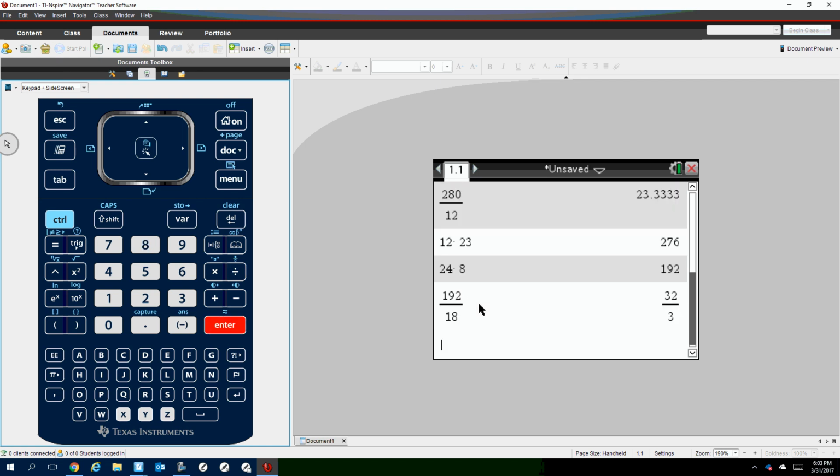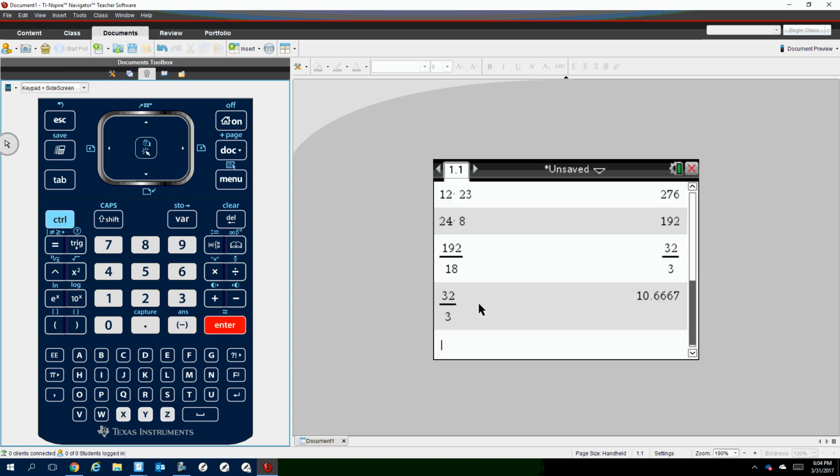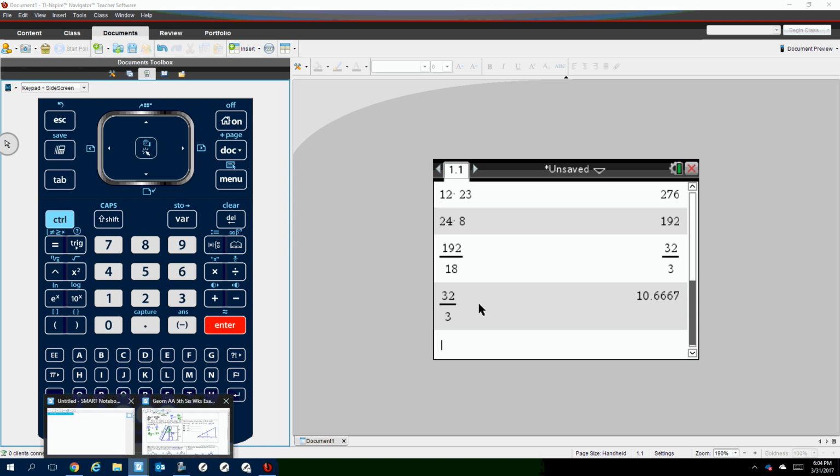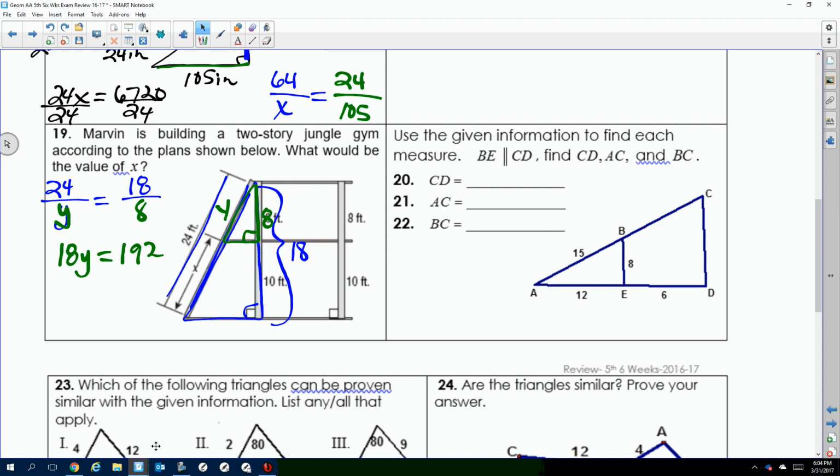Does it go in there evenly? So let's convert that. 32 divided by 3, Control Enter, is 10.6 or 10 and 2/3. Okay, so we can keep it as a fraction or a decimal, but we got an answer here. So y is 10.6, and it's repeating, right?